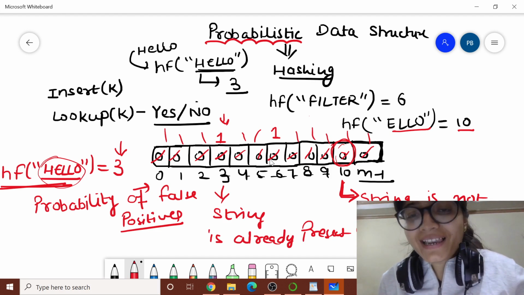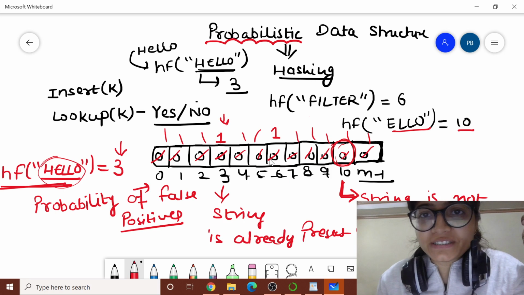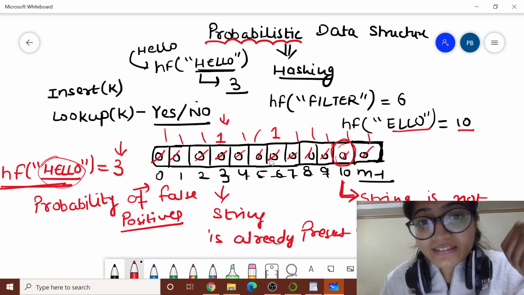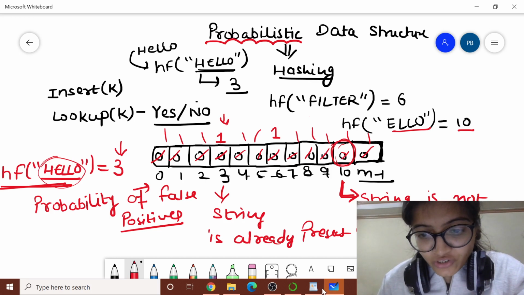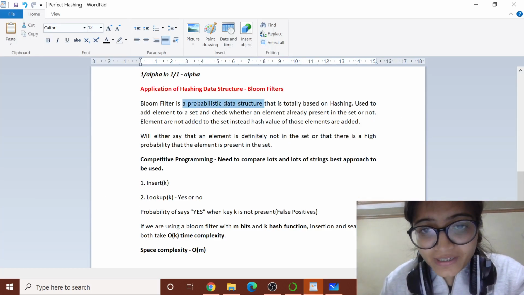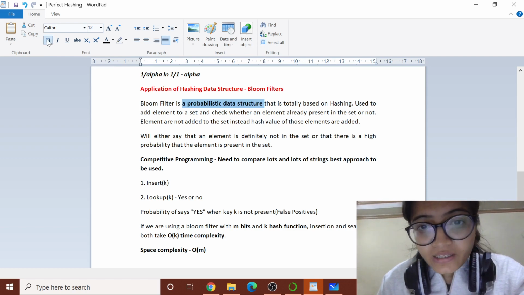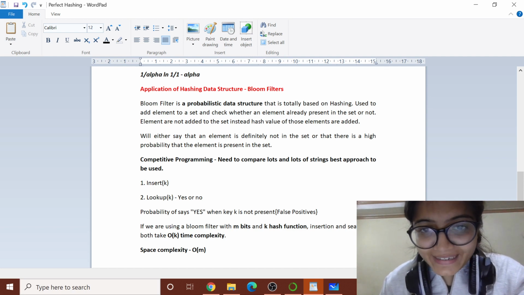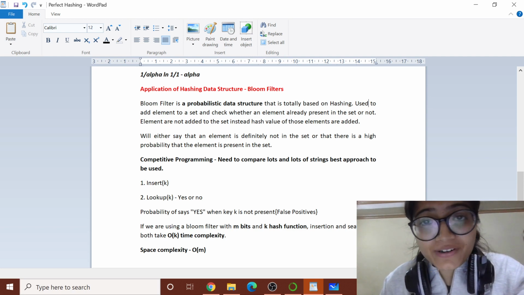So this is the main idea behind the Bloom filter data structure. I hope this theory is clear to everyone. So what I have written here is this only, that Bloom filter is a probabilistic data structure which is totally based on hashing, and it is used to add elements to a set and check whether an element is already present in the set or not.